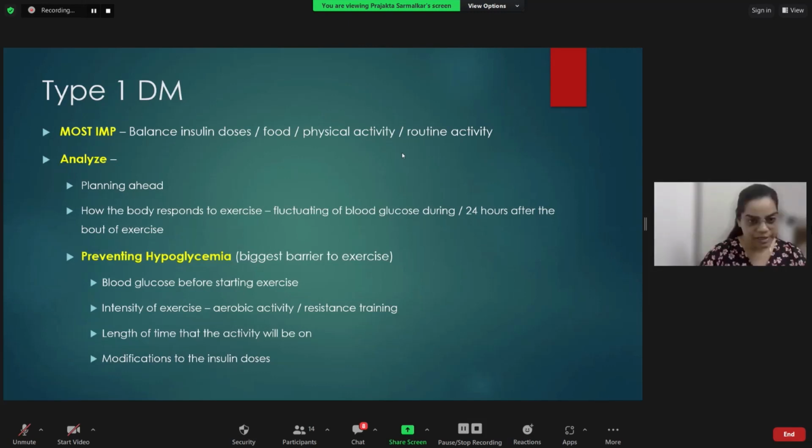Second, we have to talk about the intensity. Are you going to be doing aerobic activity? Are you going to be doing resistance training? Even in aerobic activity, there are different forms. I could be just doing a step class, I could be doing a Zumba class, or anything else which is a combination of some aerobic and some resistance training. So what is the intensity for that particular 1 hour or 45 minutes I'm going to utilize? Again, is it going to be a 30-minute, 45-minute, 1 hour training? And also the modifications of insulin to be done during the exercise.